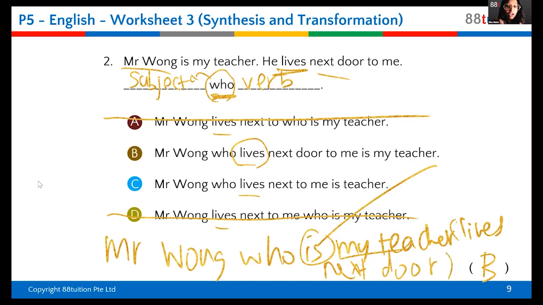So whenever you have this kind of question, the additional information, meaning the not important information, will always go to the back. So here, the more important information is the fact that he's a teacher, not the fact that he's a neighbor. The reason why I'm mentioning this to begin with is because he's a teacher and he lives next door. So it's better to write it like that, okay? Even though B is not wrong, okay? But this is a better way of structuring a sentence. Mr. Wong, who is my teacher, lives next door.